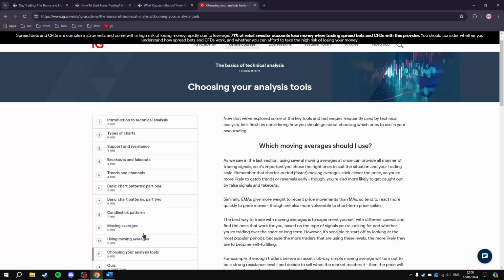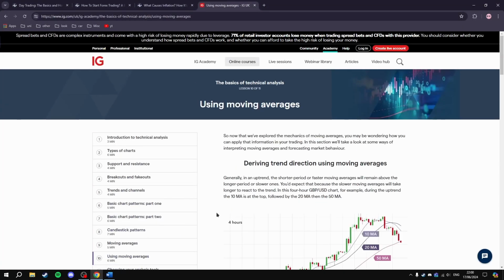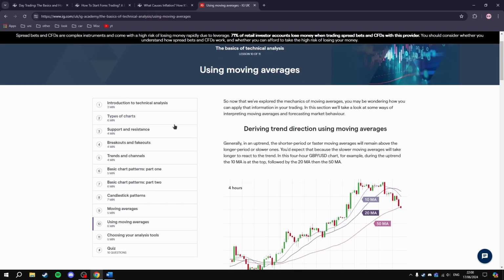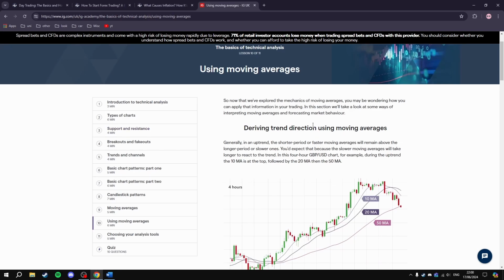So in the last episode we went through using moving averages, basically how we can interpret moving averages, both simple and exponential, and forecast market behavior. So we could derive a trend direction using moving averages.